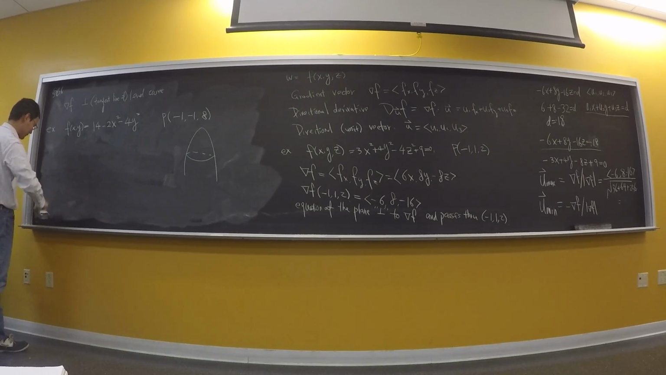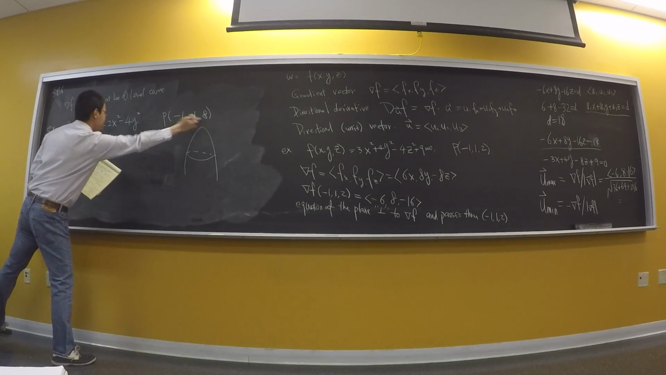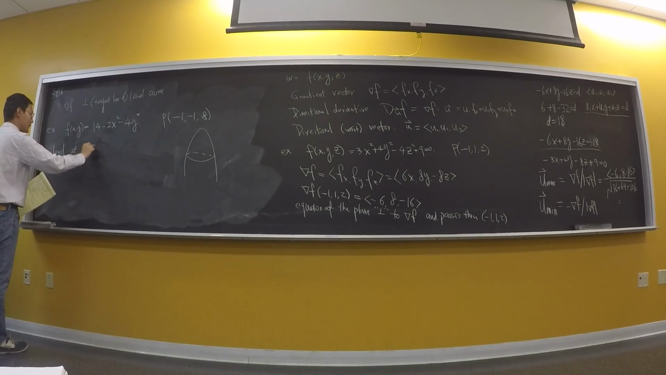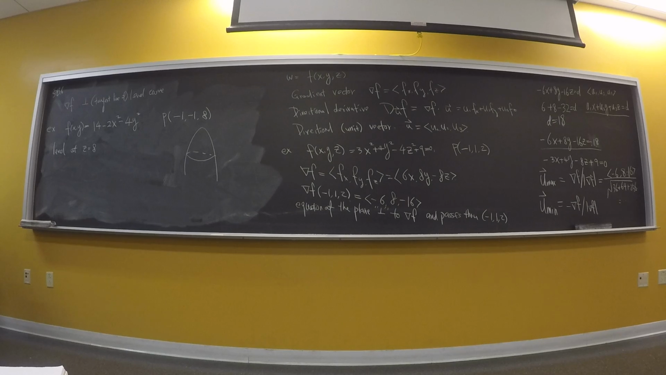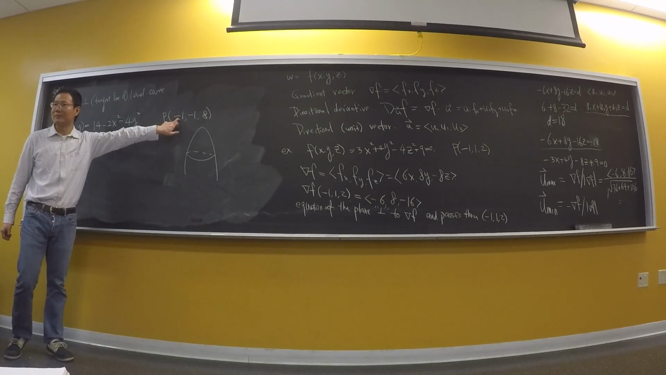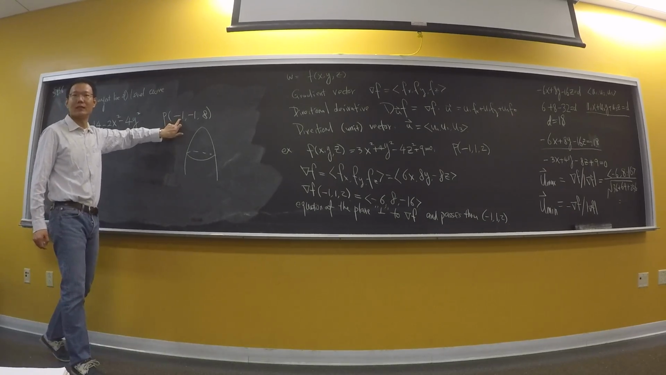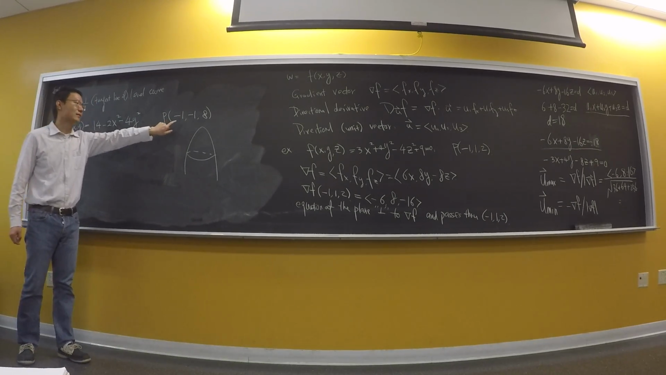So this is the equation of the function I have. And I want to look at the level at z equal to 8. Right, this is essentially the level curve that will contain this point. All right? You guys seem to be confused. No? Okay.